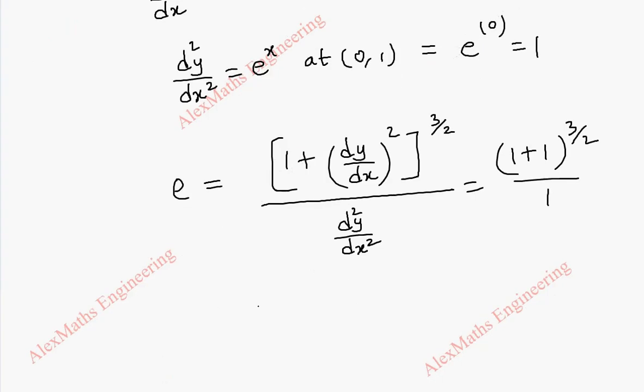So totally, the value of radius of curvature rho is 2 power 3 by 2. This can be written as 2 power 1 into 2 power half. So this is 2 root 2.